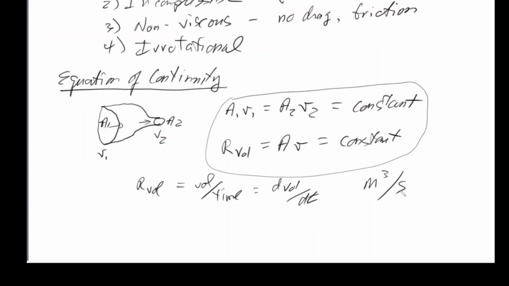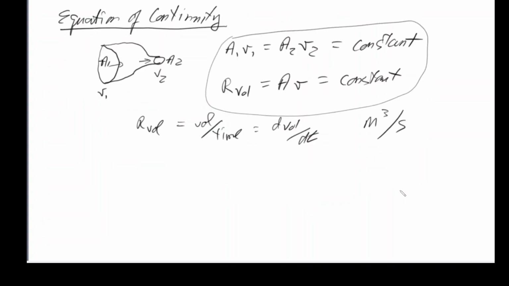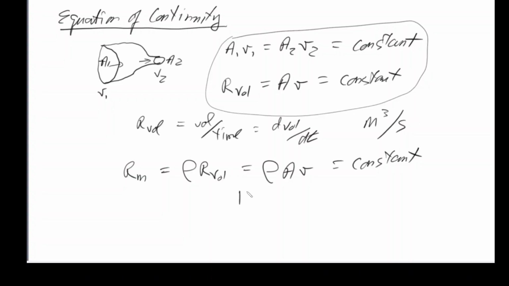And if the density of the fluid is uniform, then we can also look at R sub m, which is the mass flow rate. And that's equal to density times R sub v for volume, which is equal to density times area times velocity of flow. And that is also constant. Okay, and that's your mass flow rate, and the units for that are kilograms per second. Now, this applies to non-compressible fluids.